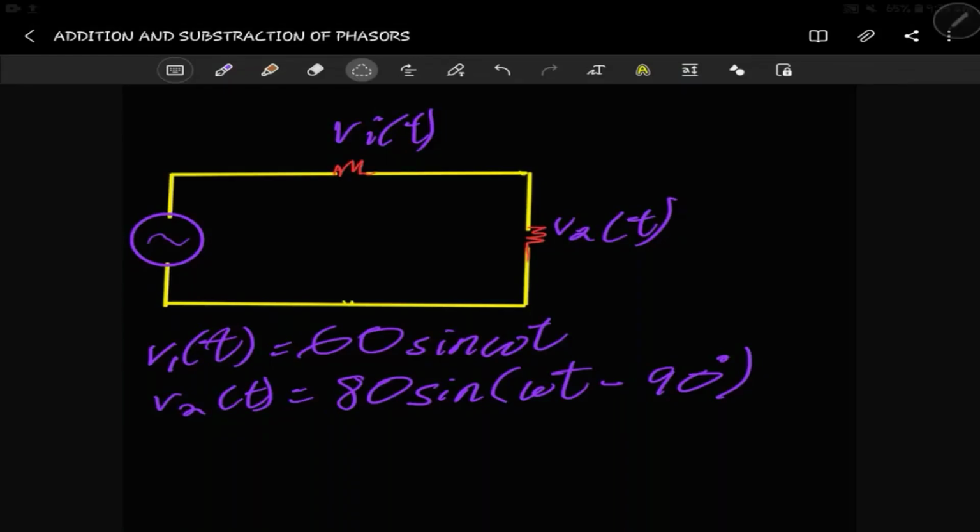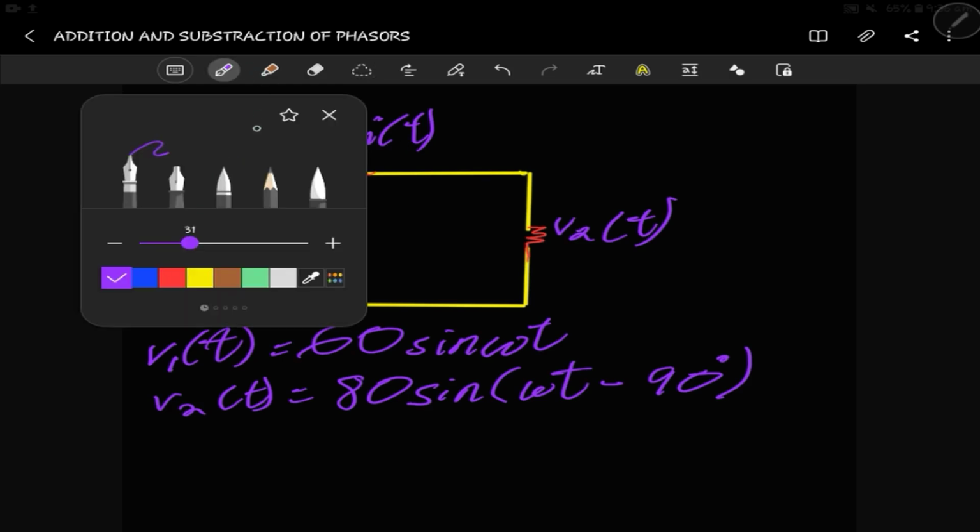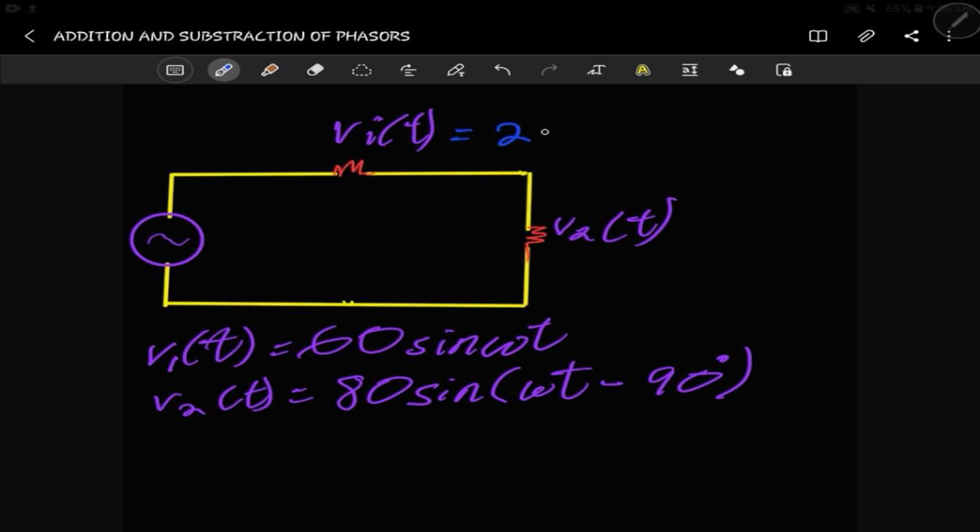Alright, so this is an example where we are trying to add and subtract phasors. If this were a DC circuit, and we have a value for this voltage, say about 2 volts, and this one is about 6 volts, and we are trying to find V1 plus V2, we just add them up. That's 2 volts plus 6 volts, and that gives us 8 volts, right?